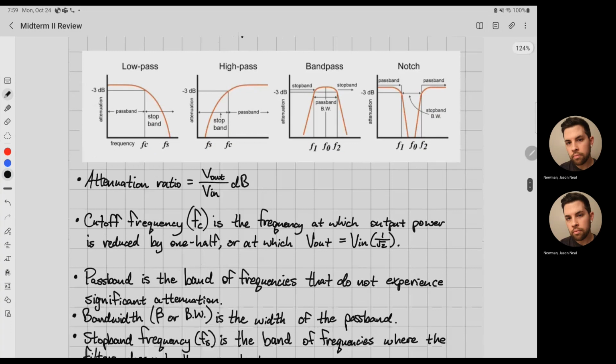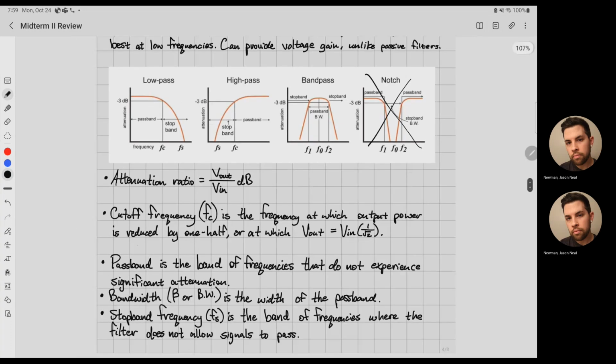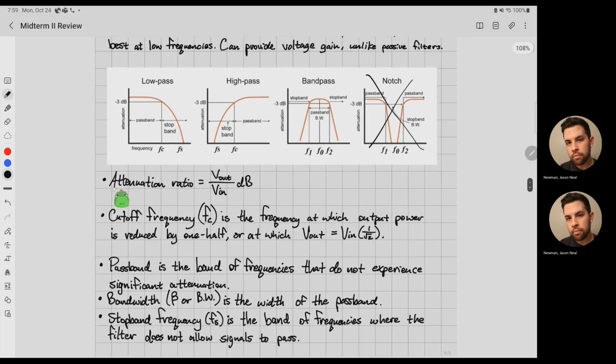So let's look at these real quick. This is a low pass filter, and this is basically all the information you should know for filters for this class. Again, you don't have to worry about this. So let's just go through the definitions real quick, and then I'll talk about them. Attenuation ratio, which is what I was saying earlier, is V out over V in, and that's in decibels right here.